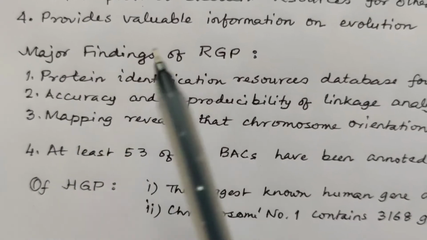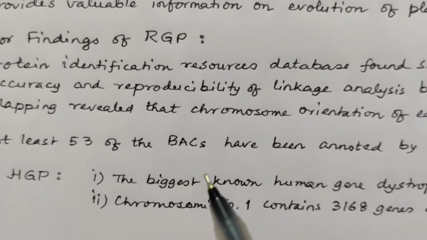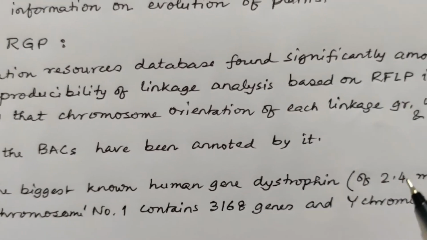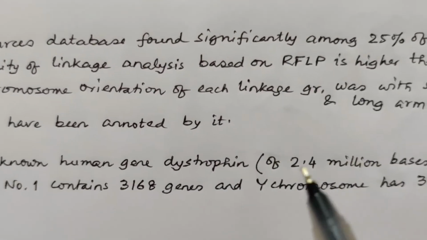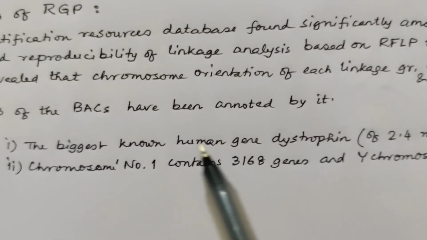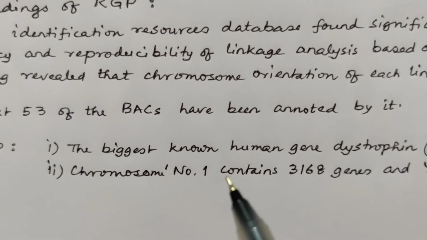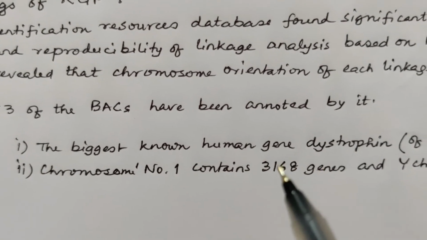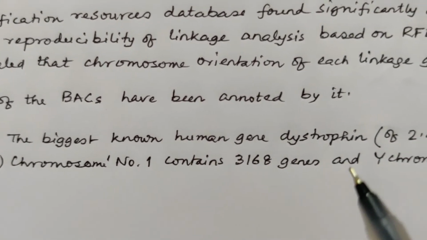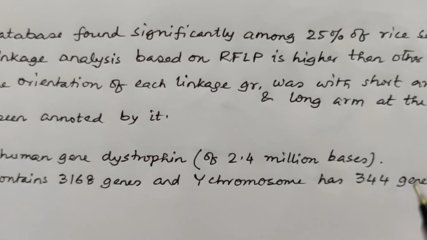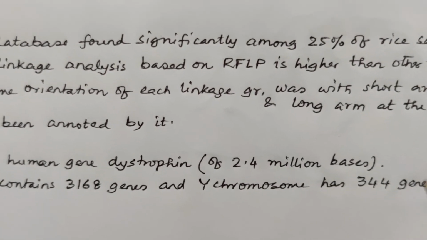Now what about the findings of HGP? Number 1, the biggest known human gene is dystrophin, which consists of about 2.4 million bases. Number 2, we have found that chromosome number 1 contains the largest number of genes, that is 3168, and the Y chromosome contains about 344, the smallest number of genes.